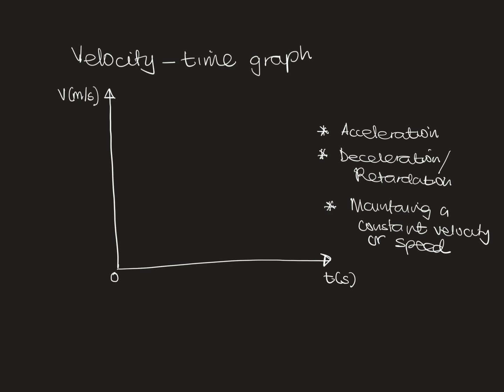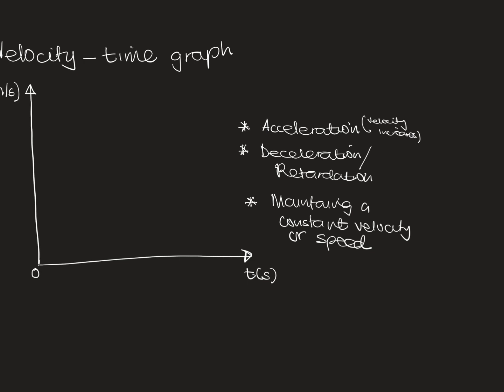What we need to know about acceleration is that when a body is in acceleration, its velocity progressively increases. So for acceleration, what happens? Velocity increases. For deceleration, the body's velocity decreases progressively. When a body neither increases nor decreases its velocity, in other words, the body is moving at a certain velocity or speed, we term the body to be having a constant velocity or speed.